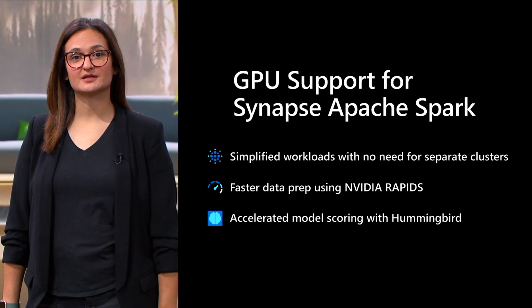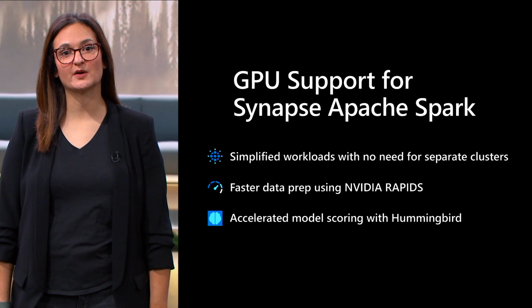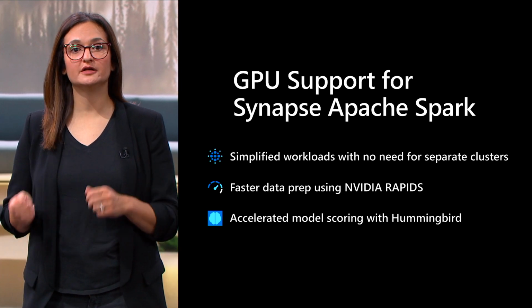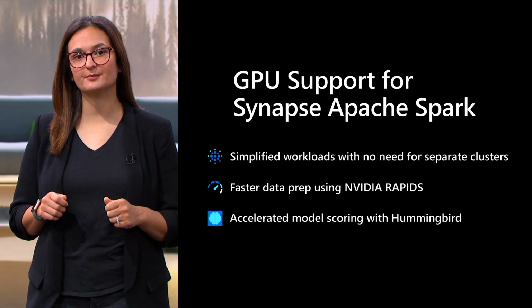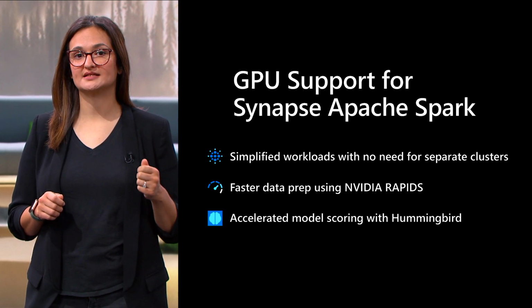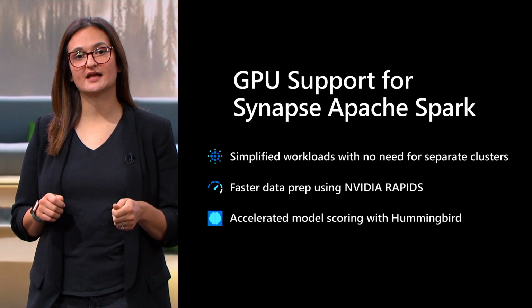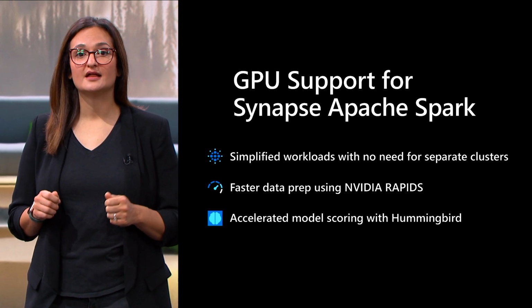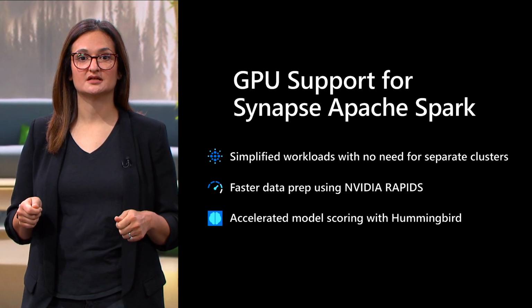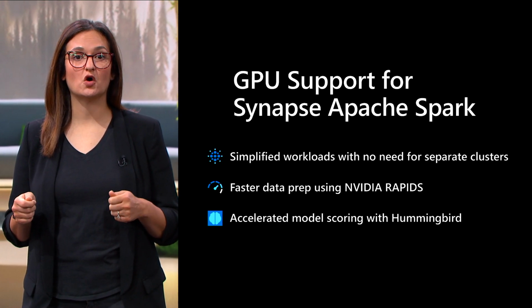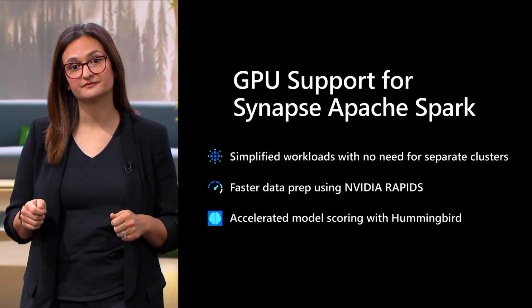Now I'd like to cover some of our recent enhancements to the Apache Spark engine in Synapse. Earlier this year, we released Spark 3 that contains a number of significant performance enhancements, such as adaptive query execution and dynamic partition pruning. These enhancements, combined with others, have resulted in the Spark engine in Synapse outperforming the open source version by over 2x.